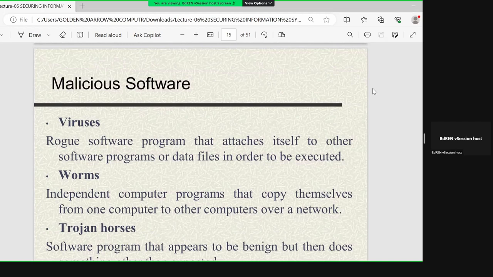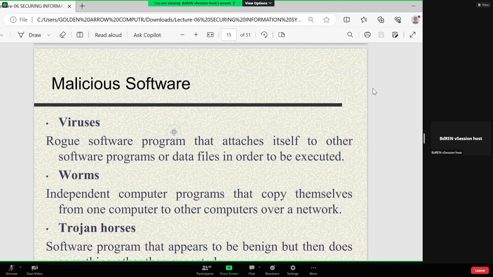As I have said, I may ask you to explain the CIA triad, or what type of harmful activity is done by the hacker, explain those four acts, or what are the differences among virus, worm, or Trojan horse. So this type of question you may get. Clear?